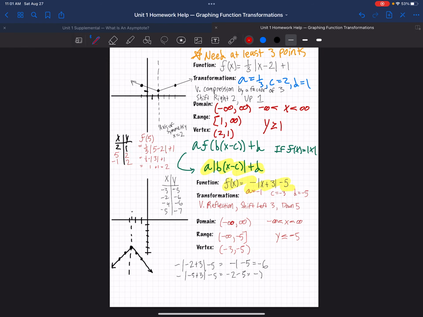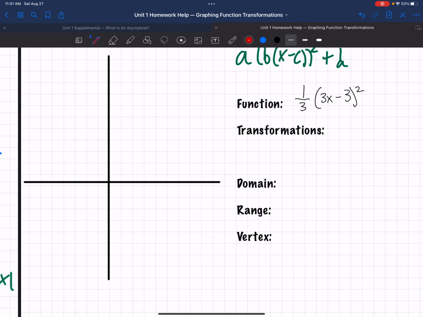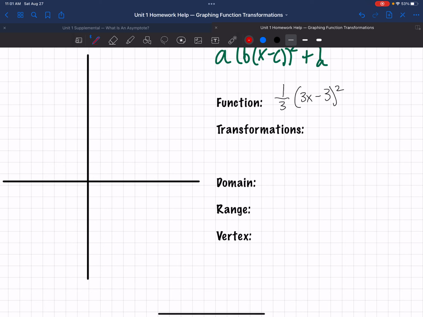Yeah? Cool. All right, one more. Okay. Let's do this function. Oh, yikes. Oh, that one's gross. I came up with this myself. That's not very nice of me. It's not very nice of me, actually.